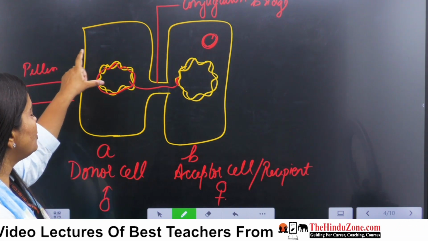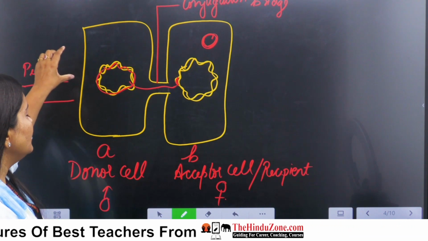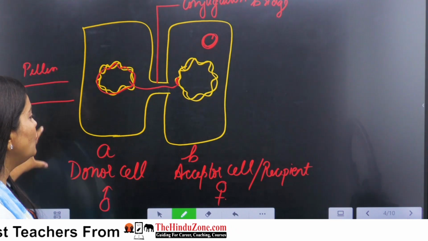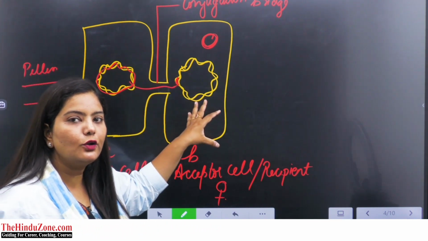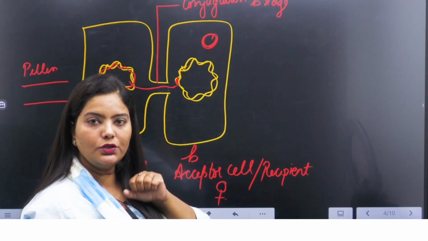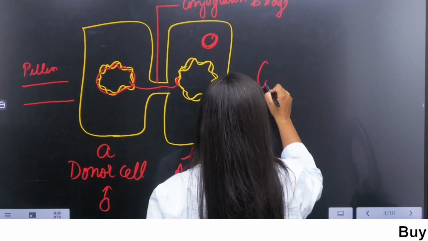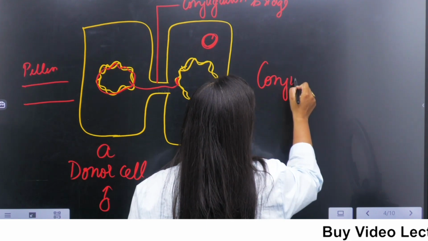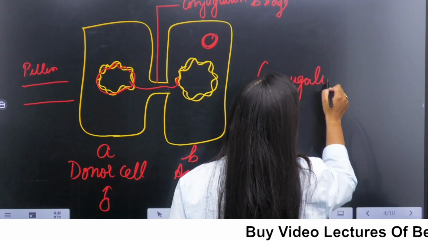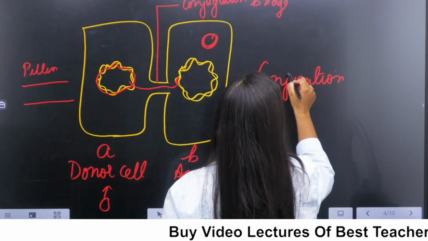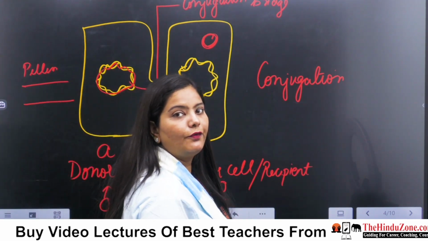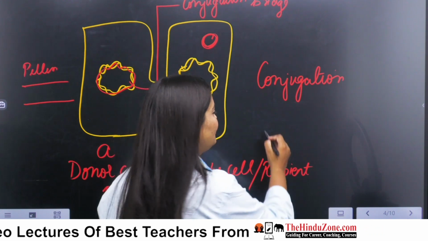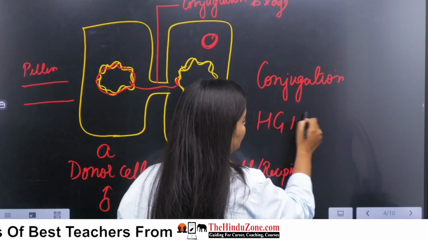Now, through this conjugation bridge, nuclear material of a donor cell is passed to the acceptor cell, and the overall process is called conjugation. This process of conjugation was discovered by Lederberg and Tatum. This is also a method of horizontal gene transfer, HGT.